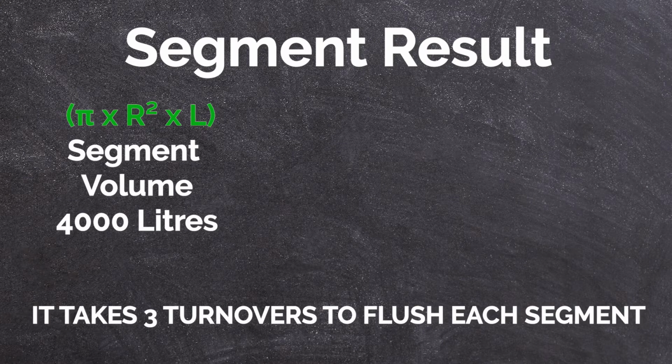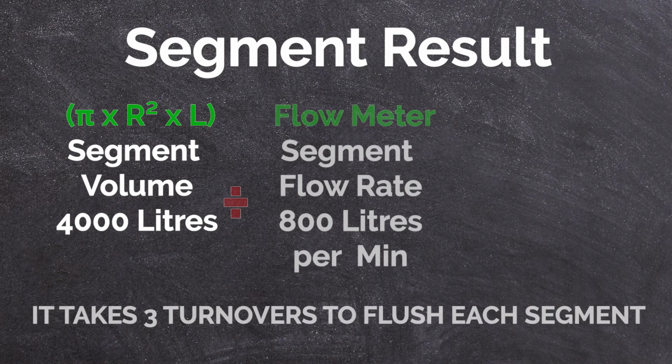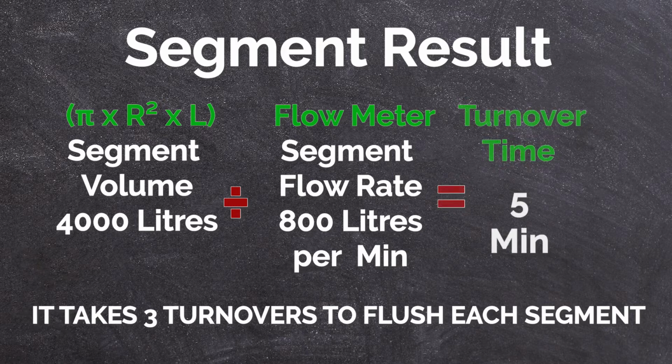And using a flow meter, we have established our flow rate to be 800 litres per minute, giving us a turnover time of 5 minutes. It takes 3 turnovers to flush each segment. Purchasing or hiring a flow meter is a vital step in establishing records for your water main maintenance. When you have a record of the flow rate and volume of each network segment, you then have good guidelines for the future.